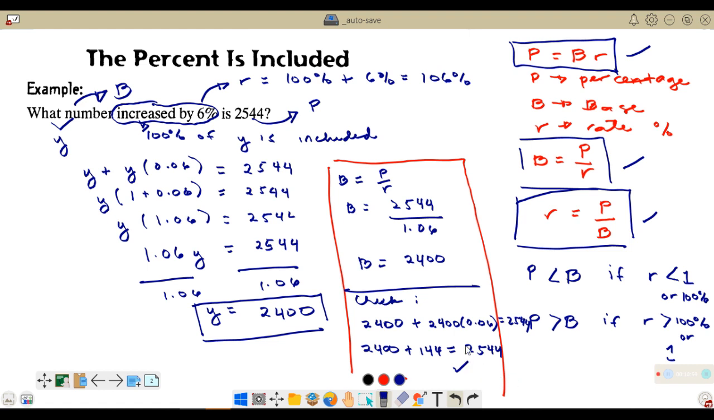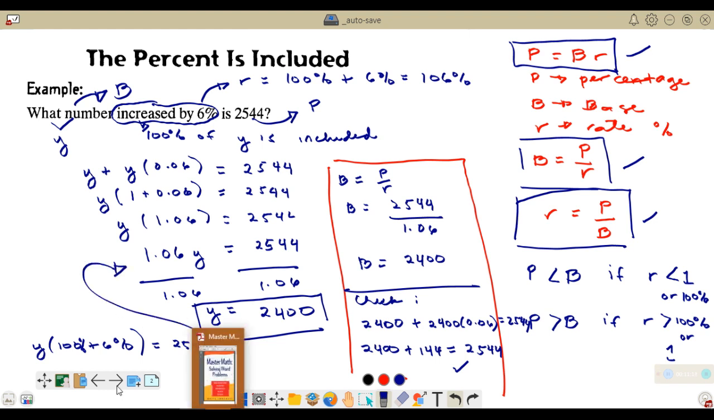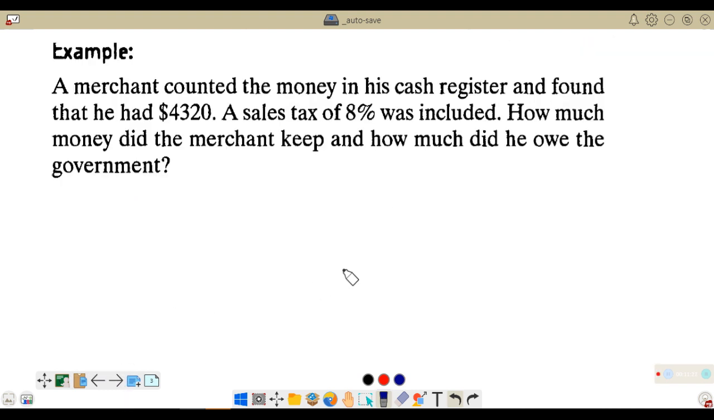So there are a lot of different approaches for this certain type of problem. Yung iba ang ginagawa, nilalagay talaga nila na y times 100% plus 6% or 100% times 6% is equal to 2,544. Still, you will end up with this answer. So, pwede kayo maging creative in solving this type of problem. As long as naiintindihan ninyo yung problem, hindi kayo maliligaw ng paghahanap ng tamang solution.